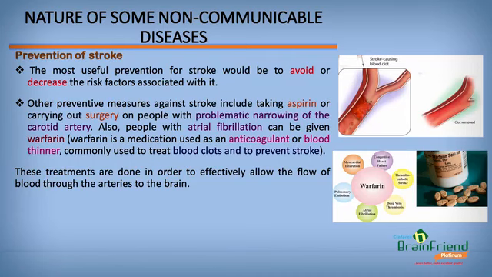What can we do to prevent stroke? The most useful prevention for stroke would be to avoid or decrease those risk factors associated with it. There are other preventive measures against stroke, and they include taking aspirin or carrying out surgery on people with what? Problematic narrowing of the carotid artery. Such people can take aspirin to what? Open up this carotid artery so that blood can easily flow.